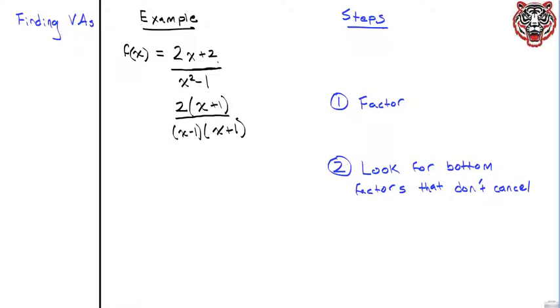And then the answer here is what? Which one doesn't cancel? x minus 1. Yep, so we're looking at x minus 1. You're going to be the reason that we have a vertical asymptote.